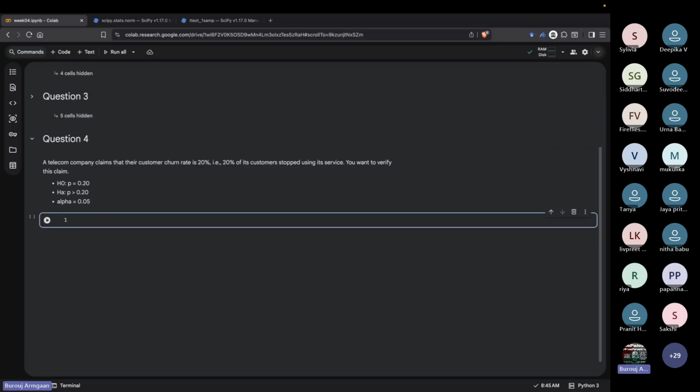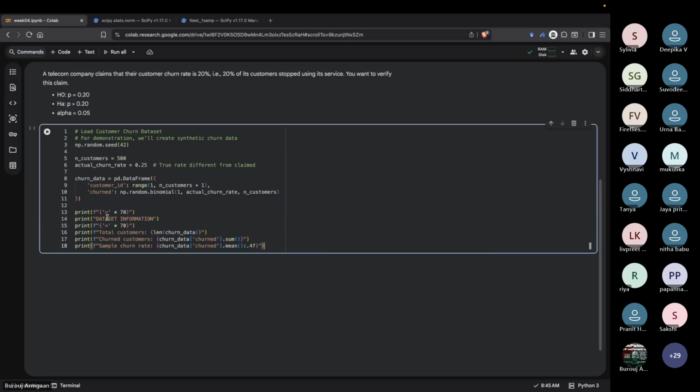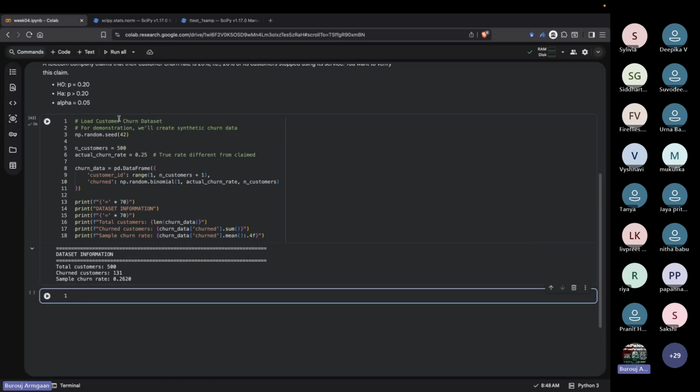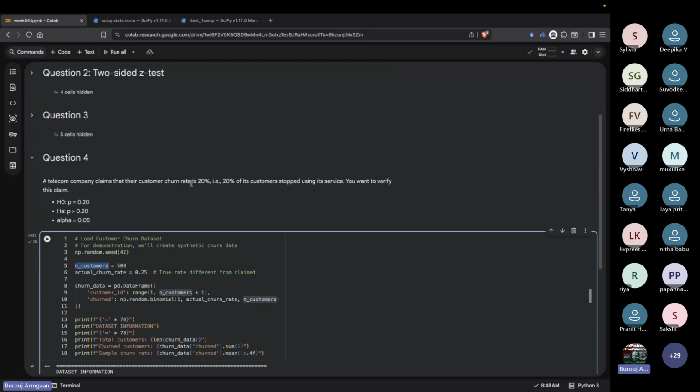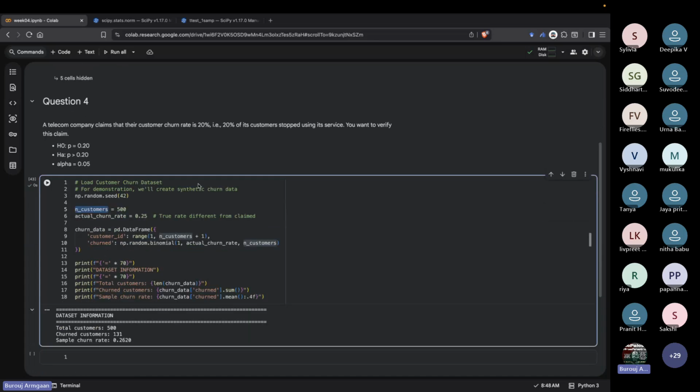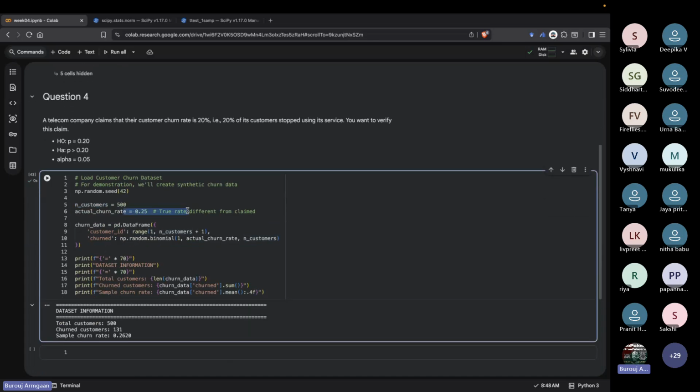Let me give you the data. In this case, maybe let's create our own data. Let's say I have this prepared. Okay, so what are we doing in this case? First we set a seed so that we have reproducible results. We are saying that we need a total of 500 customers for this data. The company says that we have 20% churn, but by design, let's keep it at 25%. That is, we design it so that the company is lying to us.